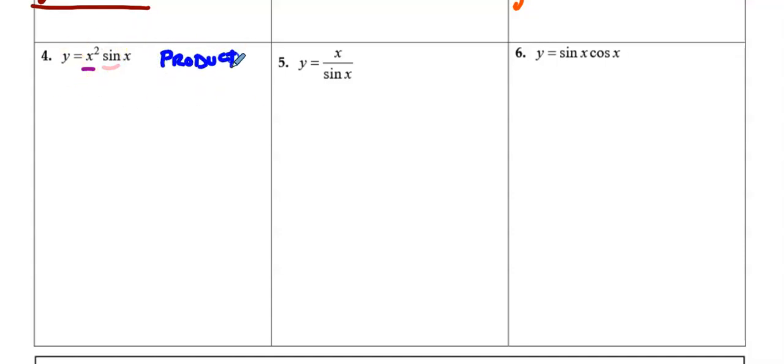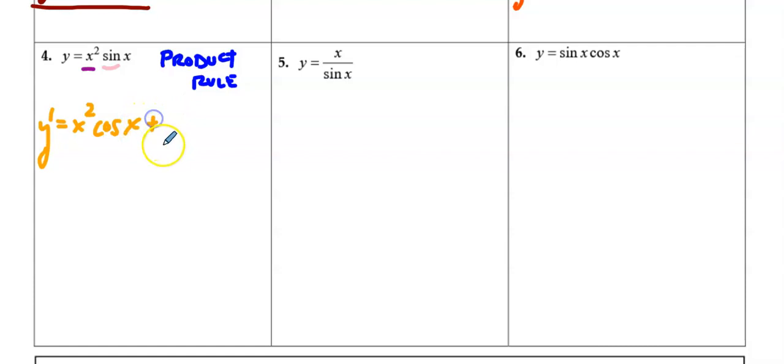I have to use it in this particular one. There's no way of getting around it. So let's actually use the product rule. Again, we're going to do y prime. So it's going to be the first. I'm going to go ahead and write down x squared, and I'm going to multiply that by the derivative of sine. Well, the derivative of sine is cosine of x.